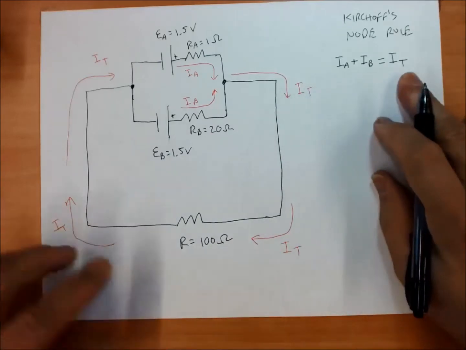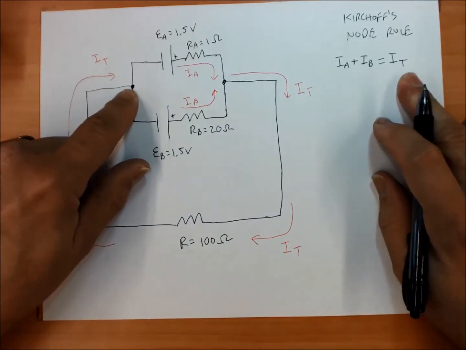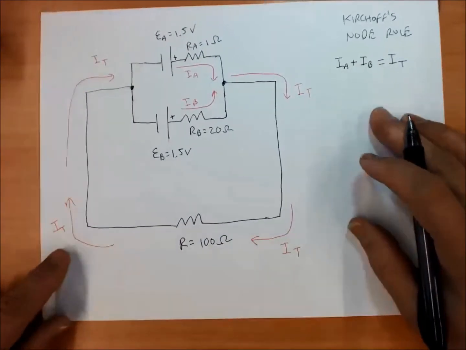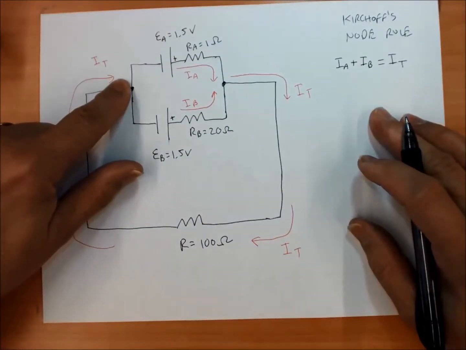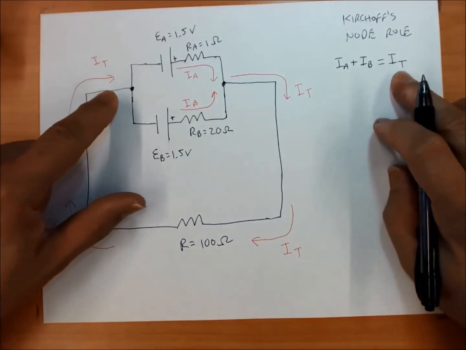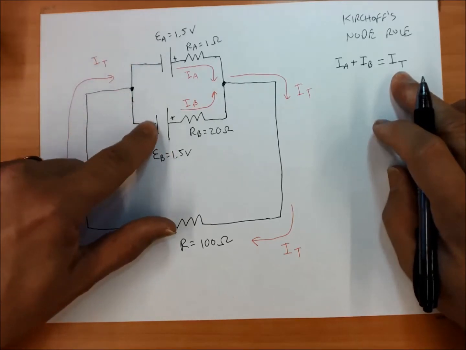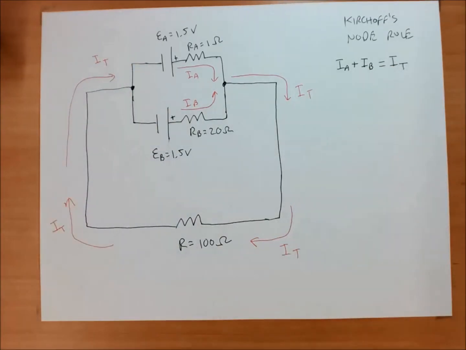And that same equation applies to this node here. It's just you flip it around. Now you have I total going into this node, and that's going to be equal to the sum of I sub A and I sub B coming out of the node.